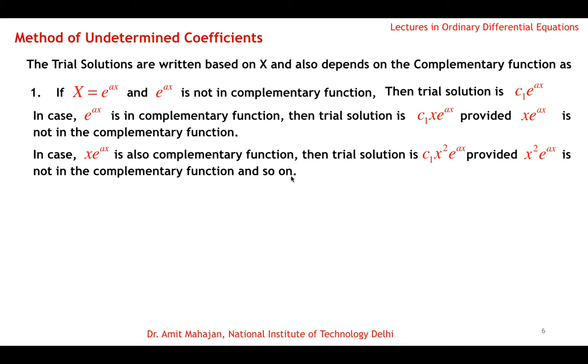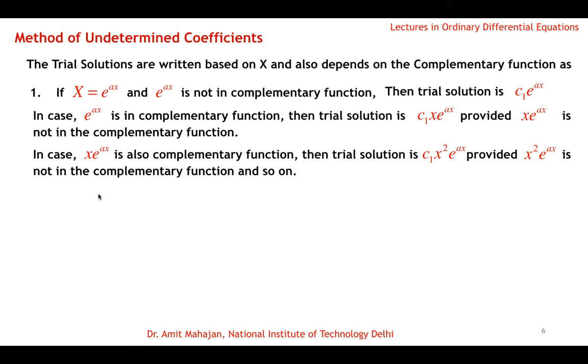That means if this is also in the complementary function, then we multiply with another x and we can take constant times x cube e power ax. So a trial function for an exponential function is easy to write. It is the same exponential function if it is not in the complementary function. If it is there, then x times it, provided x times exponential is not in the complementary function, and so on.